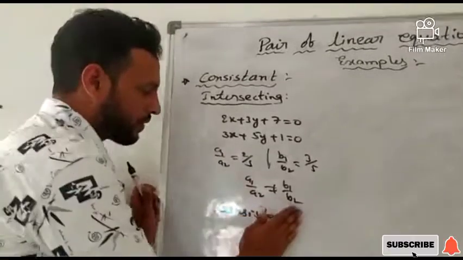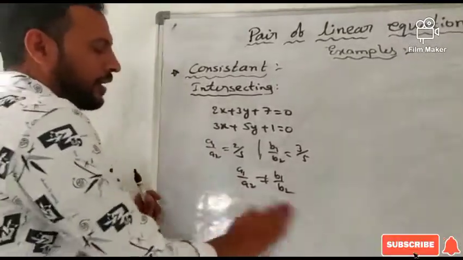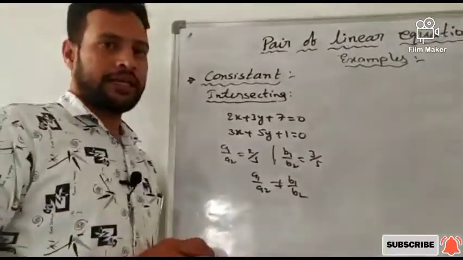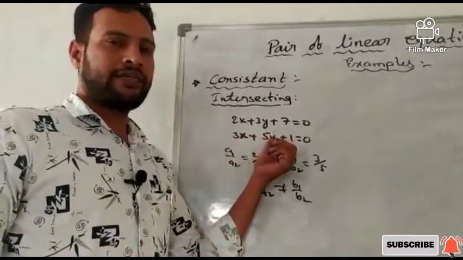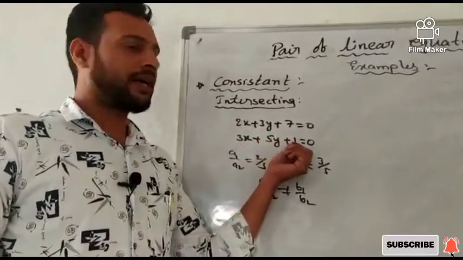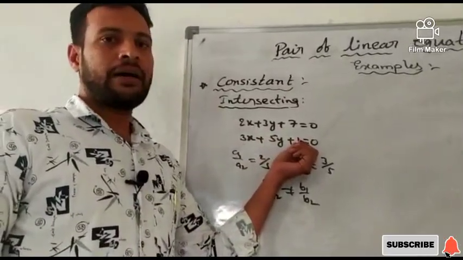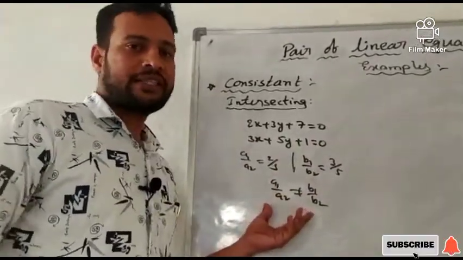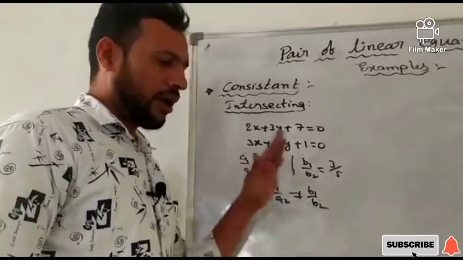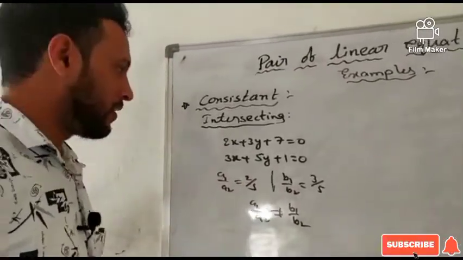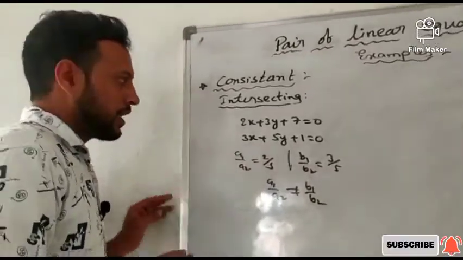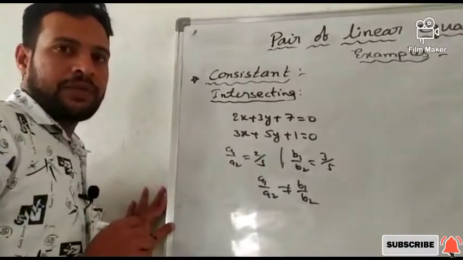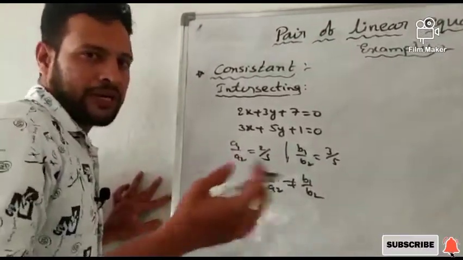Okay, so in the exam you may get questions like that: check whether the given pair of lines are consistent or inconsistent. In this way you can check whether the given lines are consistent or inconsistent. For objective purposes, you may get questions like this: for what values of p, or k, whatever it may be.